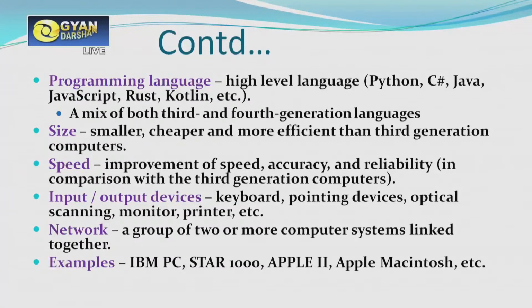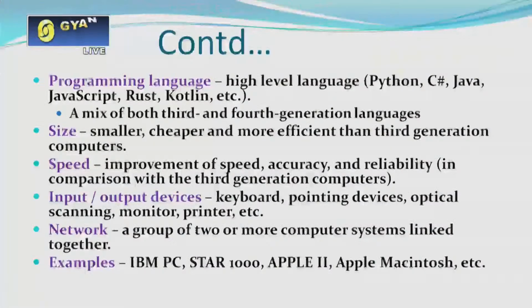The programming languages are very modern in nature, like Python, C#, and other programming languages we are using right now. Size became very small, and desktops and laptops became much cheaper. The input and output devices are keyboard, pointing devices, optical scanning, monitor, printer, etc. Coming to the network, most of the computers we are using today are networked. In organizations, MNCs and other companies, most of the systems are not standalone. They are networked, and we share resources using the network. Examples are IBM PC Star 1000, Apple II, Apple Macintosh, whatever we are using today.